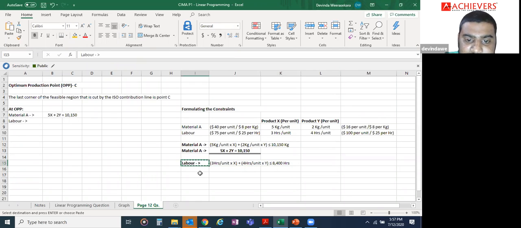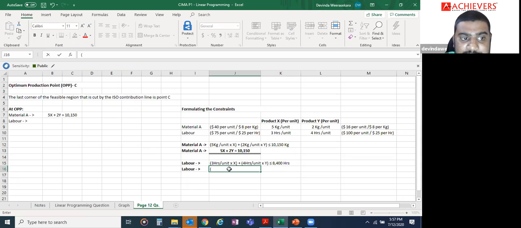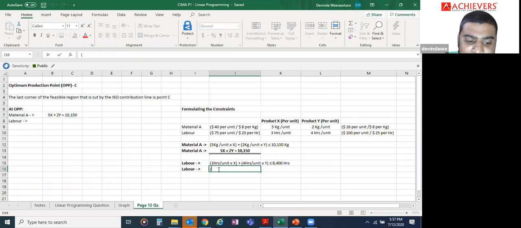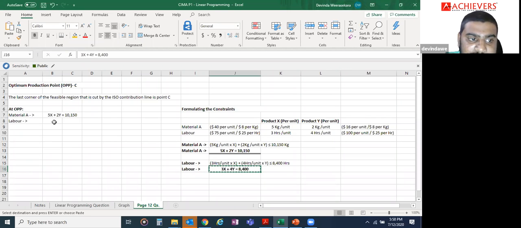Right. Then for the purpose of drawing the graph, remember we said we are assuming that it's equal. At the optimum point, you have to write the equation that we use to draw the graph. So you have to put the equal sign always, right? So 3x plus 4y equals 8,400. So this is the equation of labor. Clear, guys? Any questions?